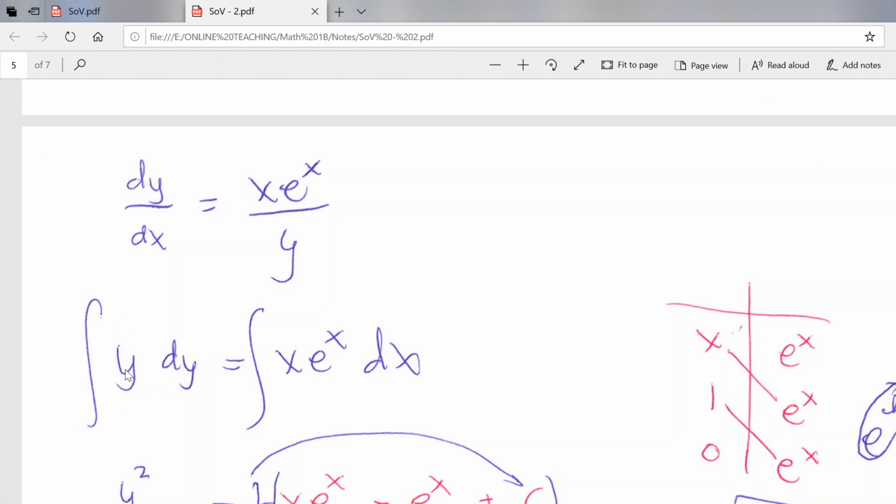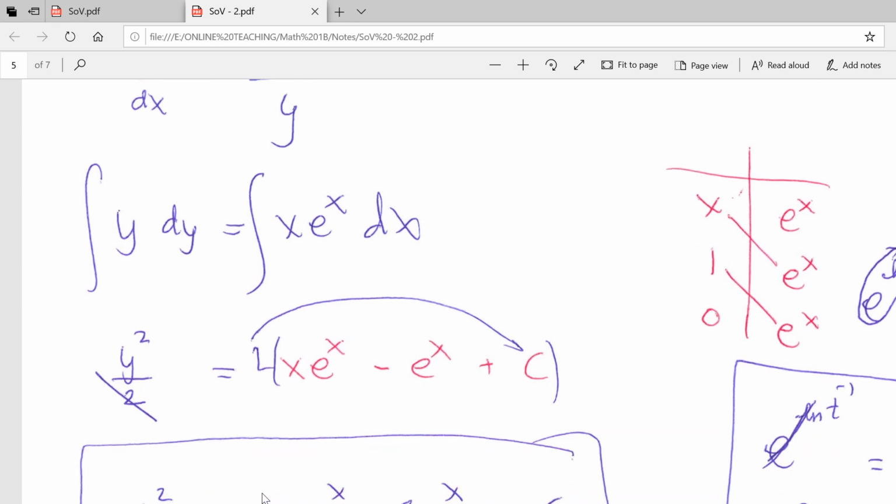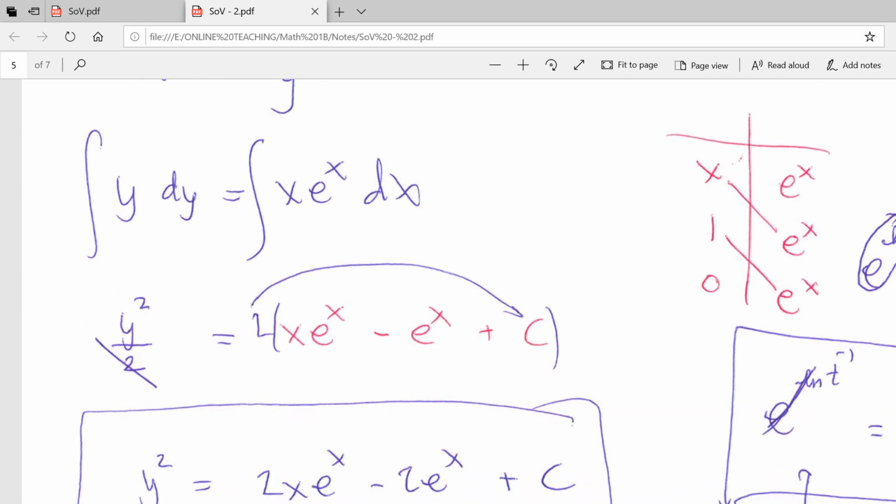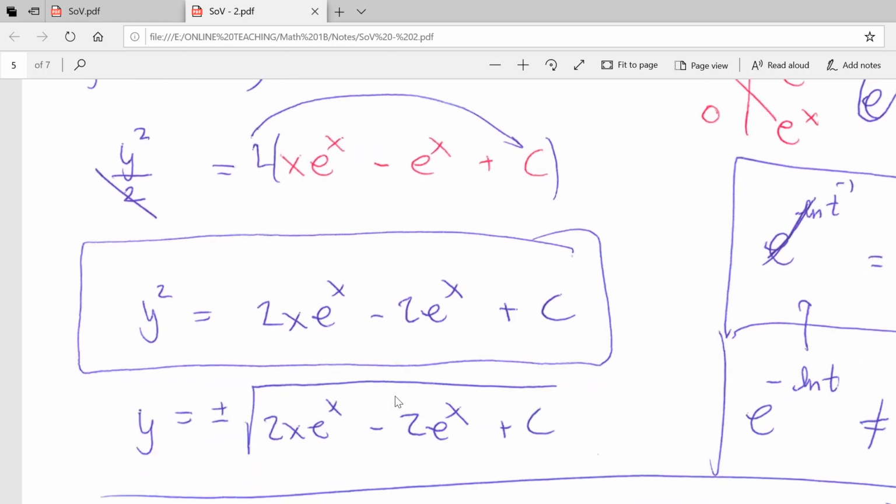The antiderivative of y is y squared over 2. I can multiply by 2. When I multiply by 2, I distribute, so I get 2x e to the x minus 2 e to the x plus 2c. But 2c is just another c, and so, since it is just another c, I can just suck the 2 into it. And then because it's y squared, maybe we want to solve for y. In this case, you'd have to put a plus or minus in there, and a square root.